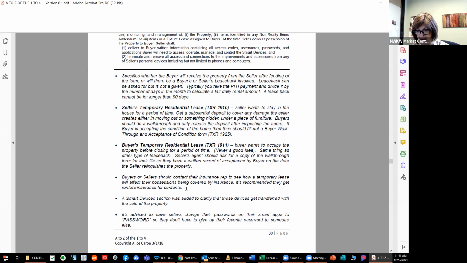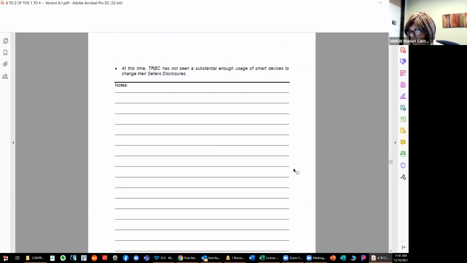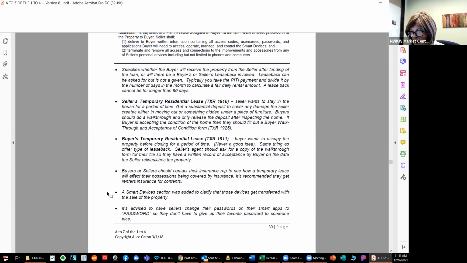The buyer of the property has protection of the building. They have insurance for that, but it won't cover any of that seller's goods inside the house. So that's a smart thing to look into. The smart devices section was added to clarify that those devices get transferred with the sale of the property.